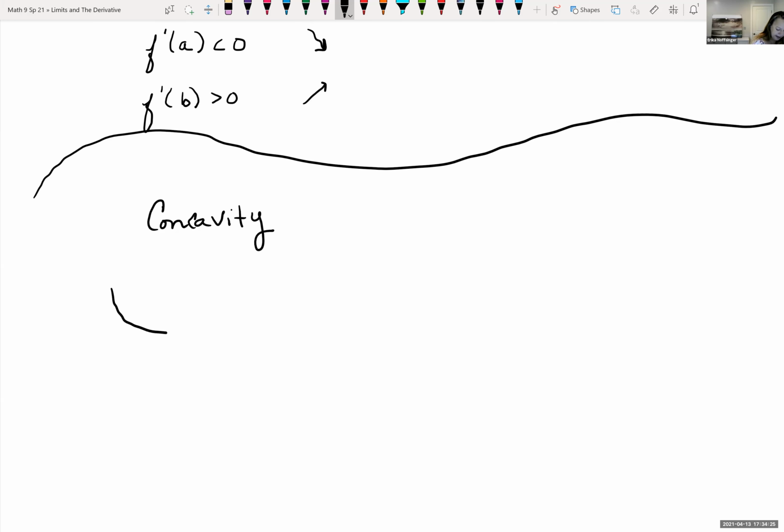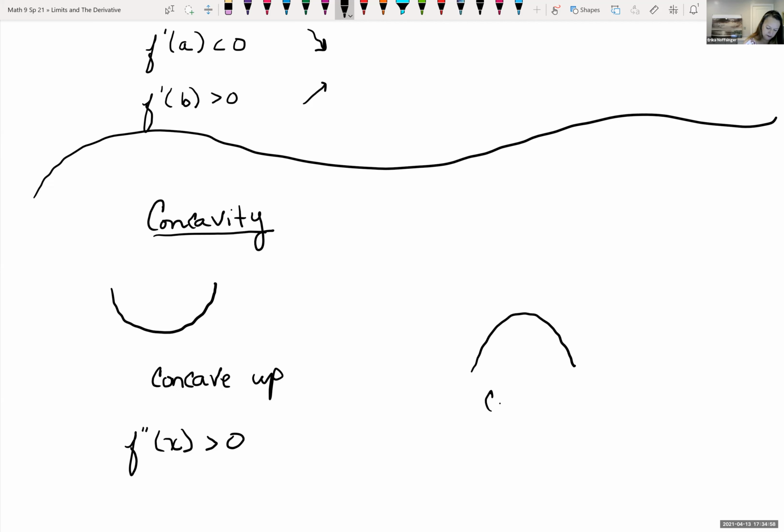So if it's concave up, it kind of looks like a parabola facing upwards. So this is concave up. And this is when the double derivative is greater than 0. Concave down, to me, looks like a parabola kind of facing downwards. This happens when our double derivative of x is less than 0.